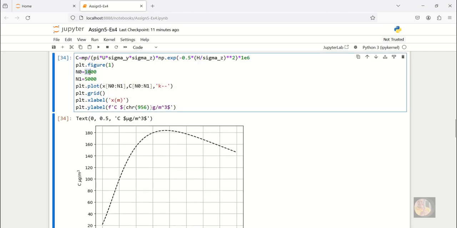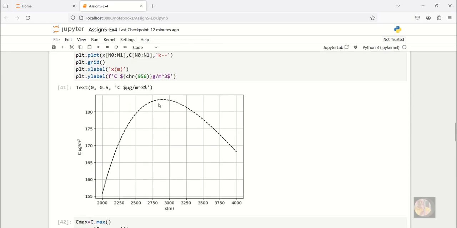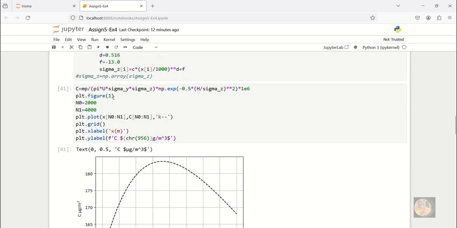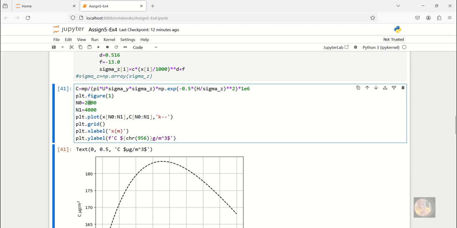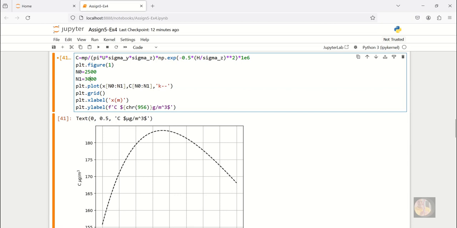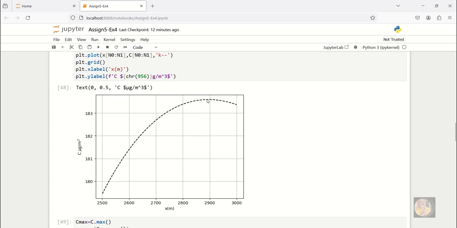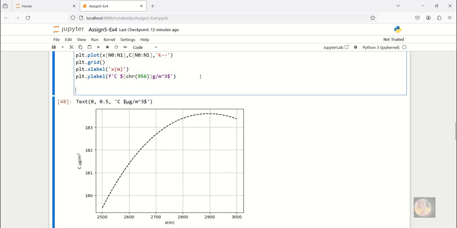You can put, for example, between 2,000 and 4,000, and I'm going to run all the cells. This is my maximum. So it's somewhere between 2,750 and 3,000. You can go further, and take here, for example, something like this. You put 3,000. I'm going to run all the cells. So this is my maximum. It's somewhere near 2,900 meters. So x max.